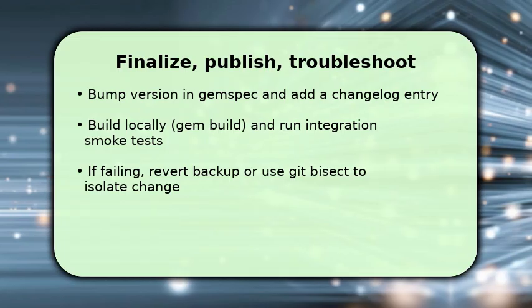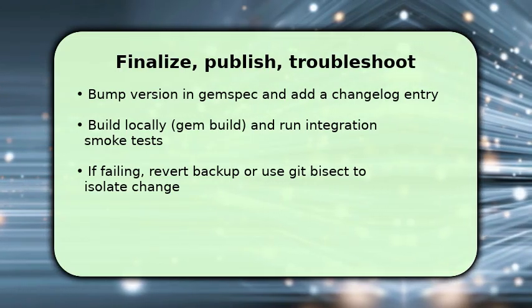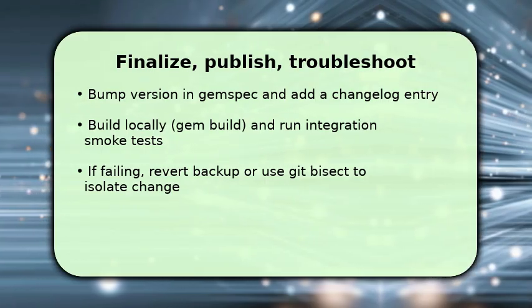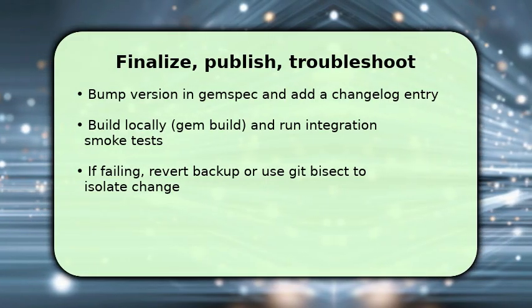If something goes wrong, first check test failures and logs, then revert to the backup copies or use git bisect to find the exact commit. One key tip: run the failing test under a debugger to inspect PAO state.